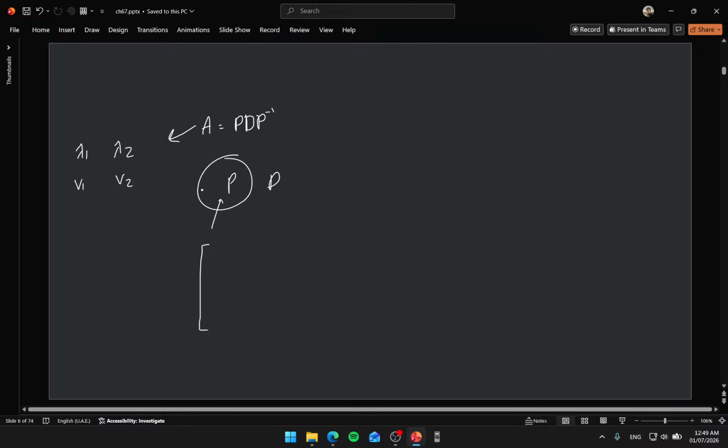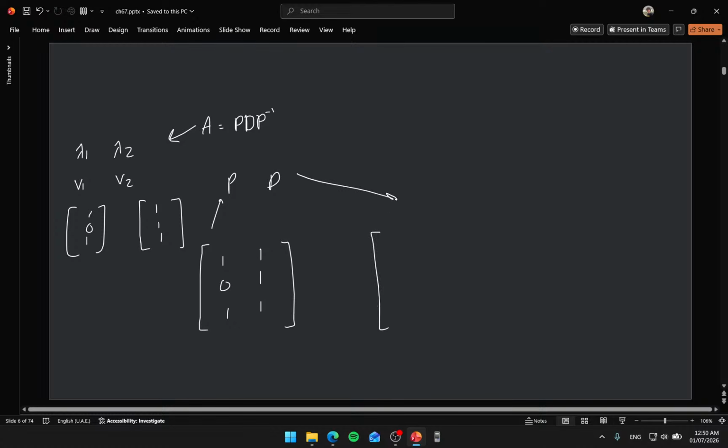So matrix P is just the eigenvectors written as columns. So this eigenvector, let's say it's 1, 0, 1, and eigenvector 2 is 1, 1, 1. So we write it as 1, 0, 1, 1, 1, 1. This is matrix P. We write the eigenvectors of matrix A as columns in matrix P.